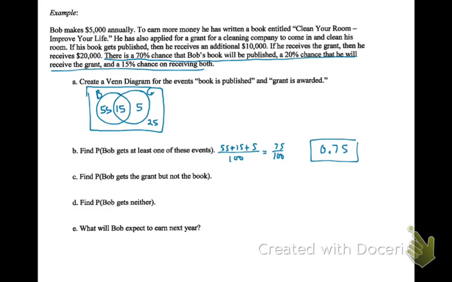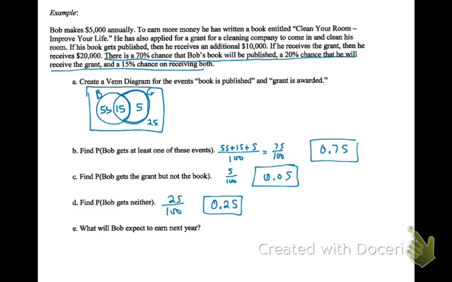Find the probability that Bob gets the grant but not the book. Where in that diagram does he get the grant, not the book? Well, right here. We're not going to include that 15, so it's 5 out of the 100, so it's 0.05. What's the probability that he gets neither? Well, we know from the Venn diagram that it's 25 out of 100, so 0.25. That's just a little bit of practice of what we've done before with finding probabilities.